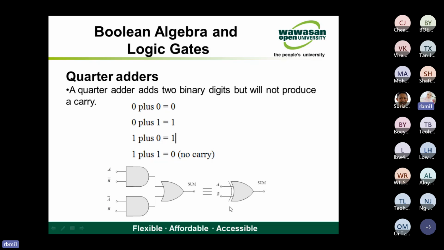This one here shows how we can use AND gates and OR gates to produce the desired results for the quarter adder operation as we described here. Let's put A equals to 0 and B equals to 1, then we can have these conditions for the quarter adder, which is approximately equal to an exclusive OR gate.